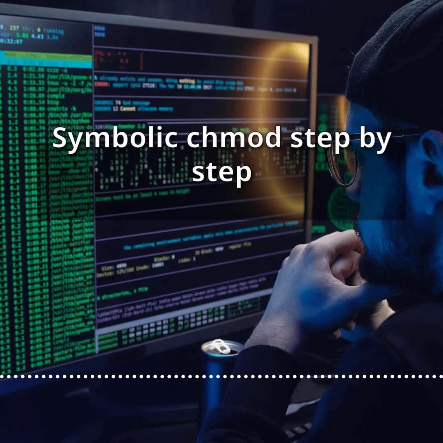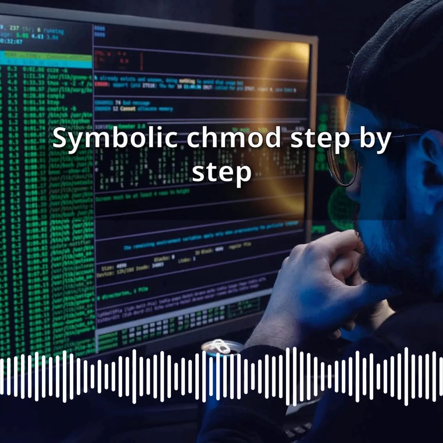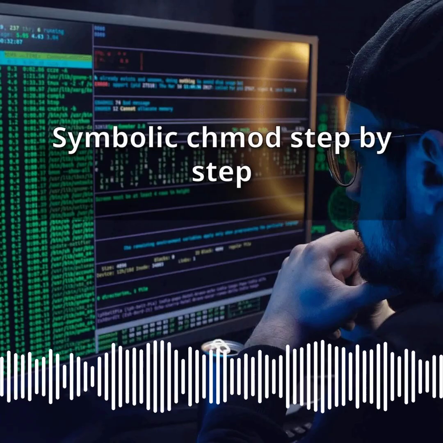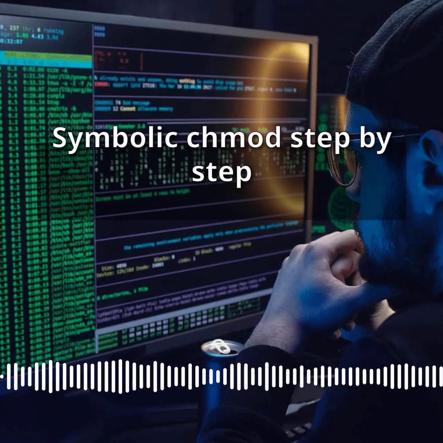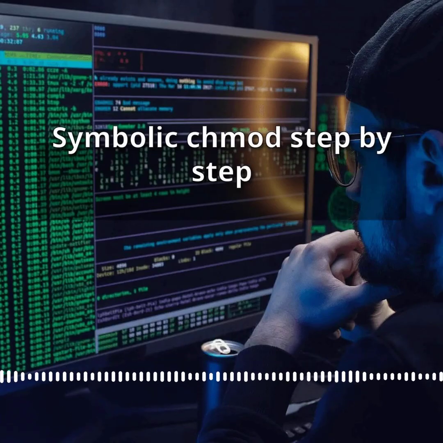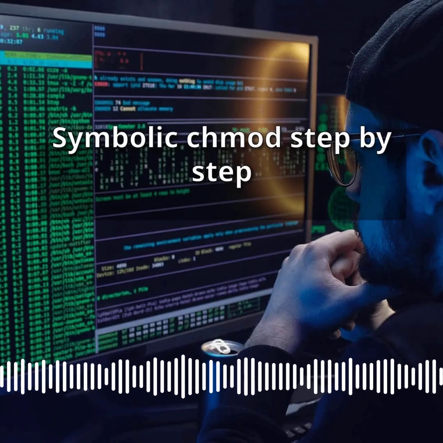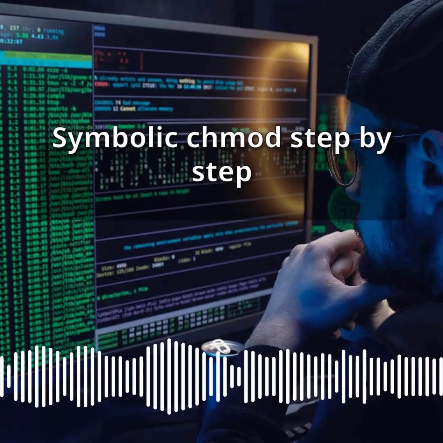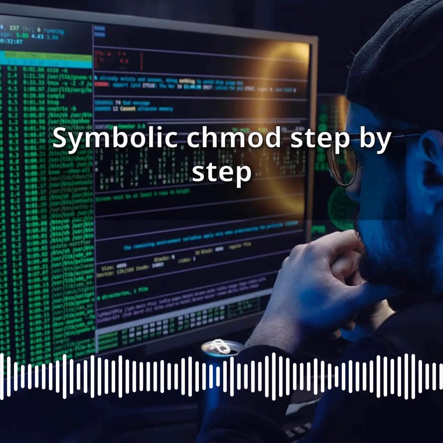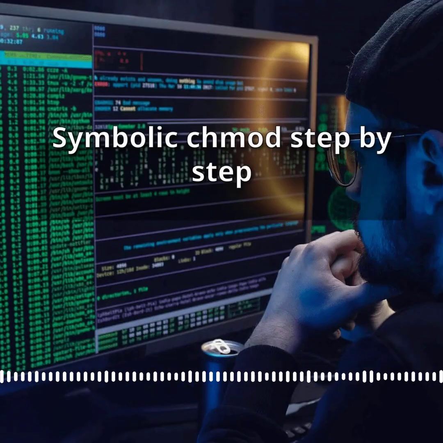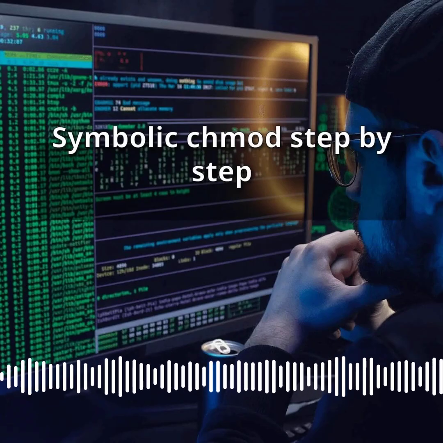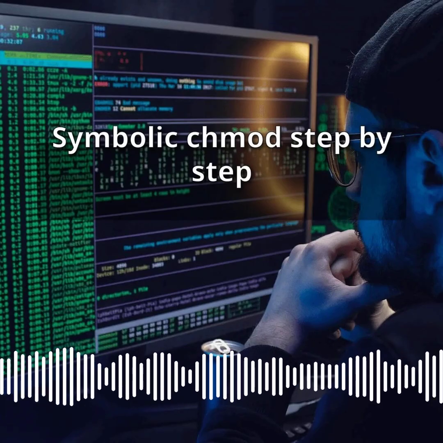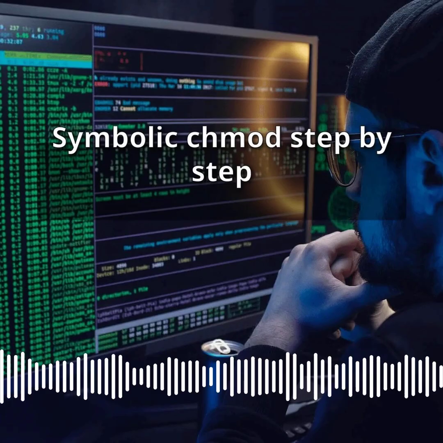Theoretical recap. File permissions in Linux are a foundational security mechanism. Every file and directory has three permission sets: owner (u), group (g), and others (o). Each set can carry three types of permissions: read (r), write (w), and execute (x). The chmod command modifies these permissions, and its symbolic mode uses a human-readable syntax: who, operator, permissions.